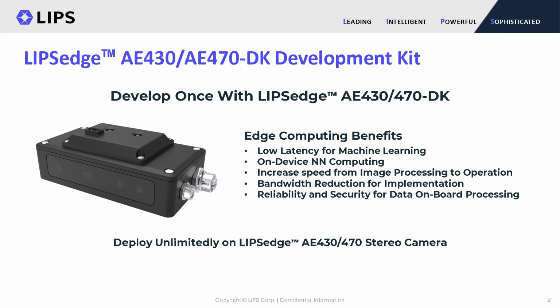The LIPSedge AE430DK and AE470DK are the 3D active stereo camera development kits for the LIPSedge AE430 and AE470 series. You can develop once with the LIPSedge AE430DK or AE470DK and deploy unlimitedly in any project and directly on the field for the LIPSedge AE430 and AE470 respectively.